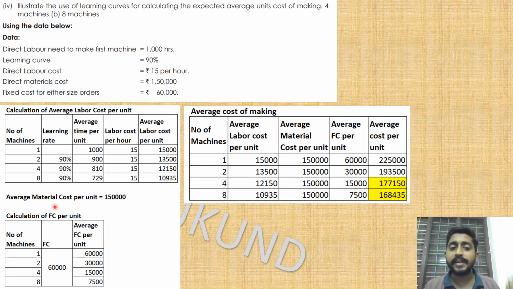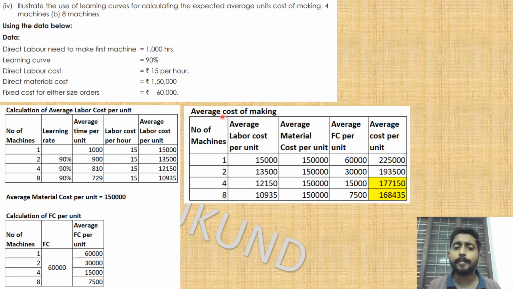So what is the average material cost? That is given as 1,50,000 in the question. And what is the fixed cost for one machine? The fixed cost will be 60,000, because the one machine which you have made should absorb all this fixed cost. When you are making 2 units, you can apportion the fixed cost between these 2 machines at 30,000. When you are making 4 machines, 60,000 divided by 4 is going to be 15,000 per unit. And when you are making 8 units, 60,000 divided by 8 is 7,500.